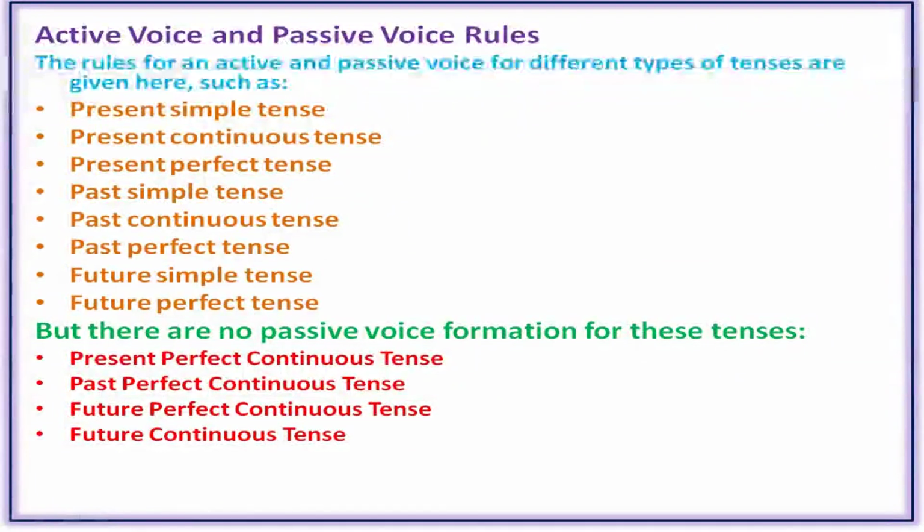Active voice and passive voice rules. The rules for active and passive voice for different types of tenses are given here, such as present simple tense, present continuous tense, present perfect tense, past simple tense, past continuous tense, past perfect tense, future simple tense and future perfect tense. But there are no passive voice formations for these tenses: present perfect continuous tense, past perfect continuous tense, future perfect continuous tense, and future continuous tense, because it is possible to change them into passive voice, but it is not in use.